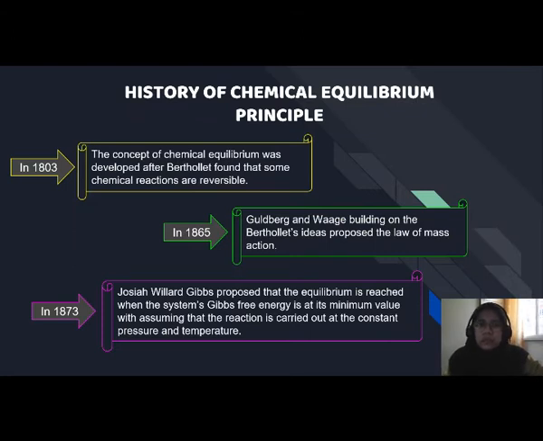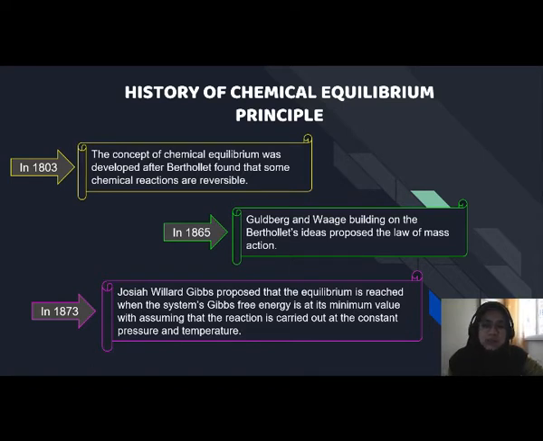For the history of chemical equilibrium principle, in 1803, the concept of chemical equilibrium was developed after Berthelot found that some chemical reactions are reversible. And then in 1865, Guldberg and Waage, building on Berthelot's ideas, proposed the law of mass action. In 1873, Josiah Willard Gibbs proposed that the equilibrium is reached when the system's free energy is at its minimum value, assuming that the reaction is carried out at constant pressure and temperature.